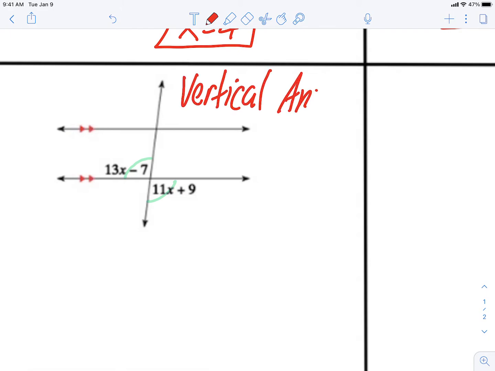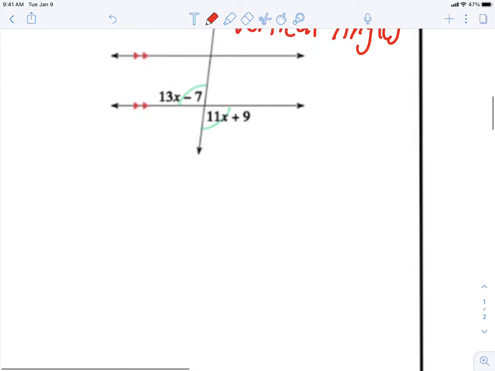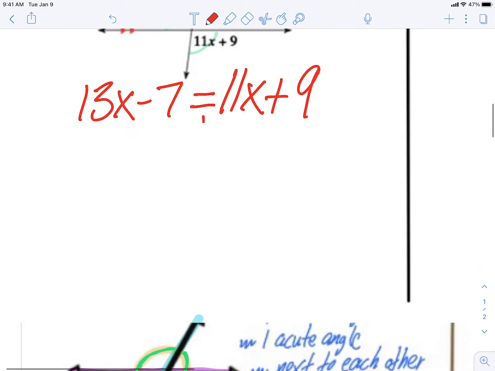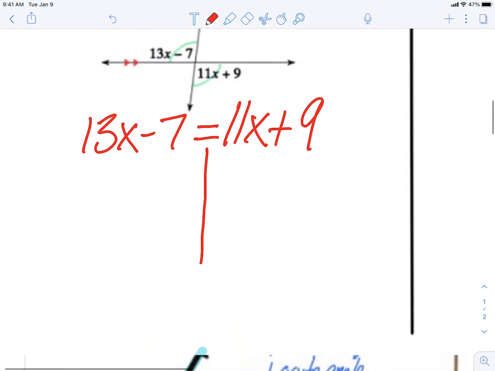Vertical angles, and these angles, everyone, are equal to each other. So I'm going to say 13x minus 7 equals 11x plus 9. And I'm going to draw my line of separation. And I'm going to bring this 11x over and make it minus 11x. And I'm going to bring this minus 7 over and make it plus 7.